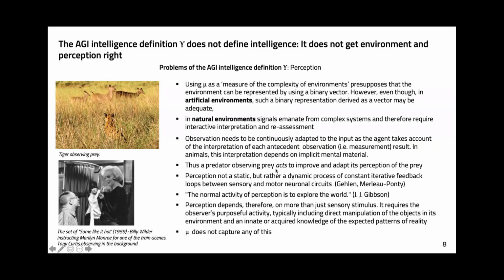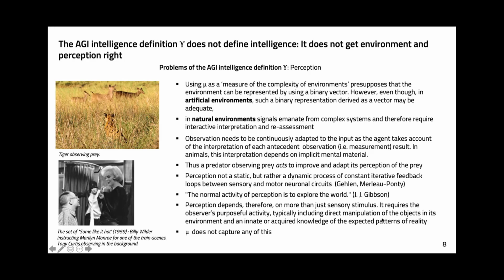If the predator is just sitting there and observing the prey, it's already acting to improve and adapt the perception of the prey. So perception is not static, but a dynamic process of constant iterative feedback loops between sensory and motor neuronal circuits, and we cannot even know. If we think of training an ML algorithm, we need to know the tuples that we use to train, but we don't even know when the cycle begins and ends. The cycles can be very fast, and we can only observe the overall behavior, but we don't know how to determine the tuples that constitute the perception process.